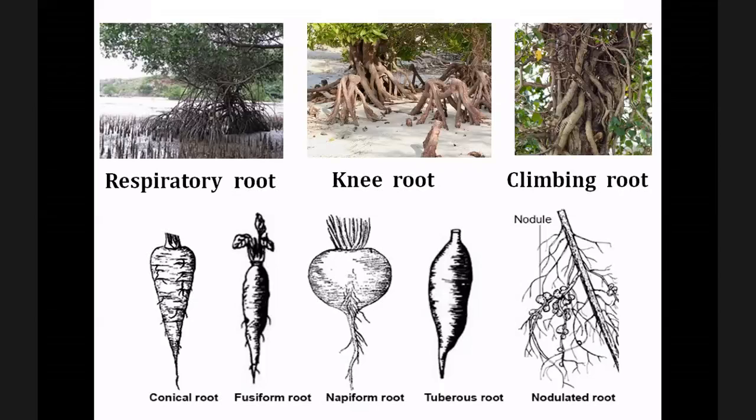Some stems have a weak texture, so from the node and the internode parts of that stem, roots emerge. Those roots help the plant climb onto a support. That root we call a climbing root. The ideal example is the money plant.